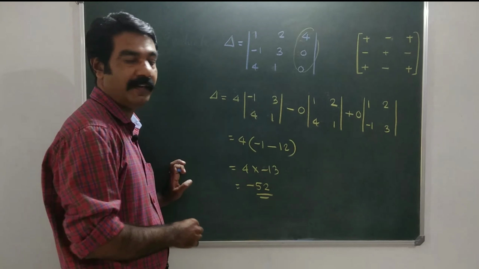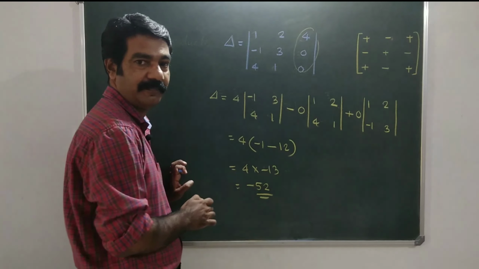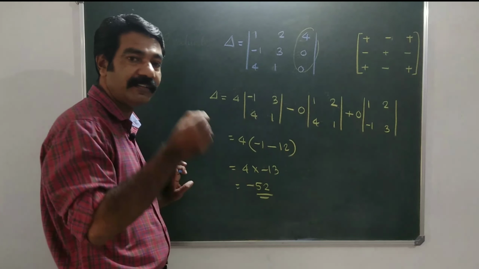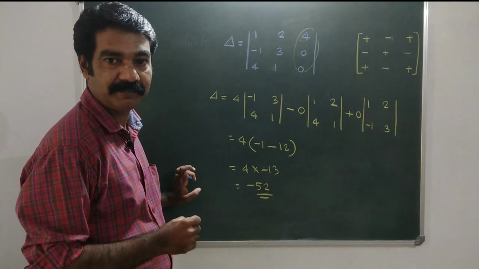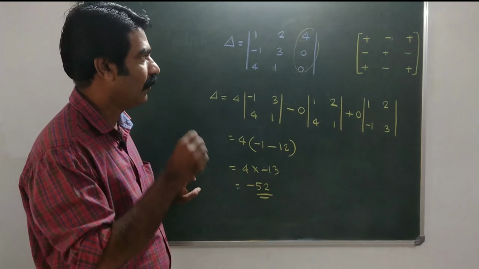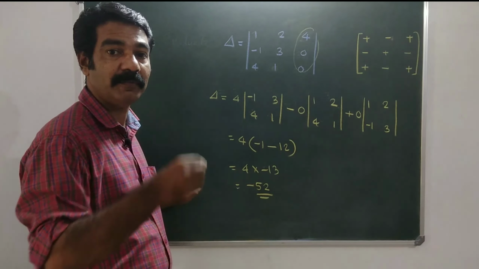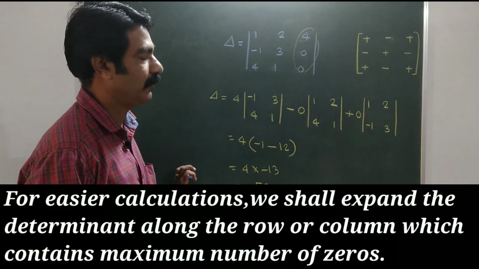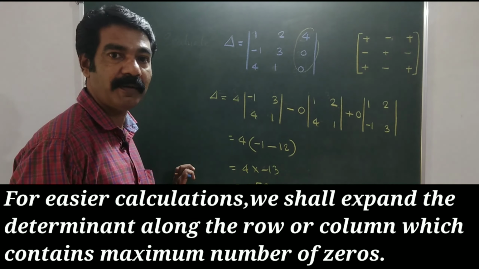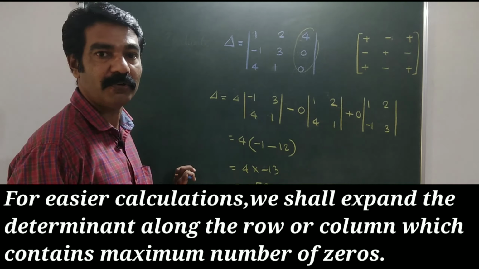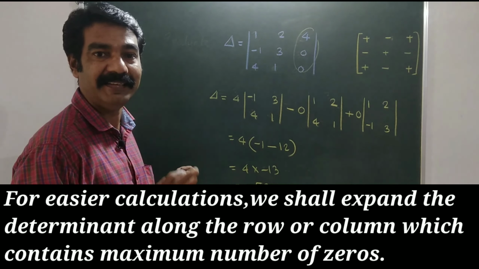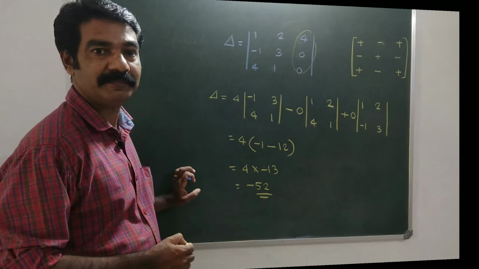So remember that when you expand a determinant, the row or column containing the maximum zeros, along that row or column we can expand. We shall expand a determinant along the row or column which contains the maximum zeros, as it is easier. Okay.